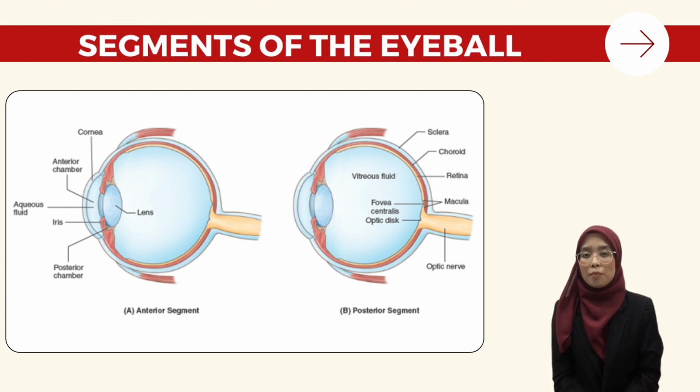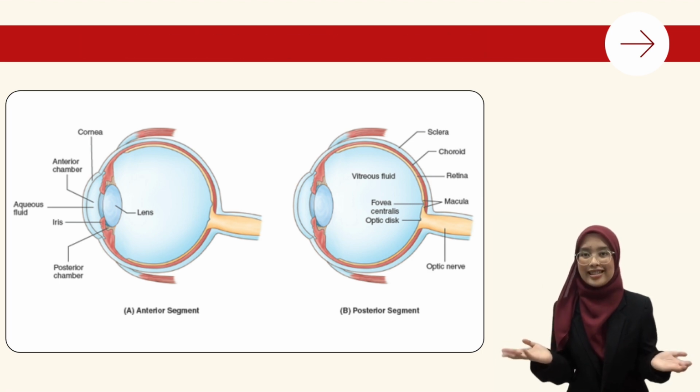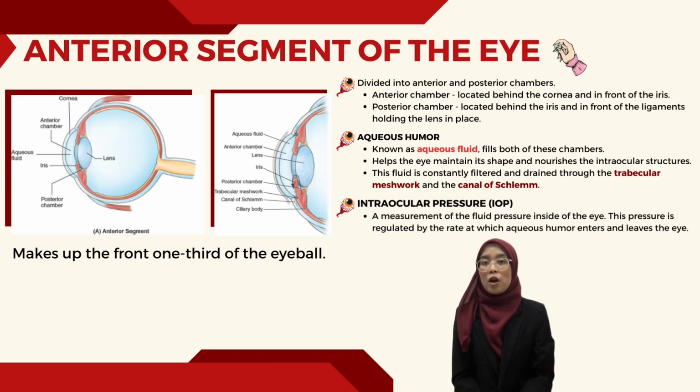Firstly, the interior of the eyeball is divided into two segments, the anterior and posterior segments. The anterior segment of the eye makes up the front one-third of the eyeball. This segment is divided into anterior and posterior chambers. The anterior chamber is located behind the cornea and in front of the iris. Meanwhile, the posterior chamber is located behind the iris and in front of the ligaments that hold the lens in place. For your information, the posterior chamber and the posterior segment are two different things.